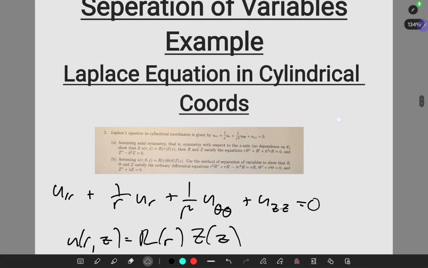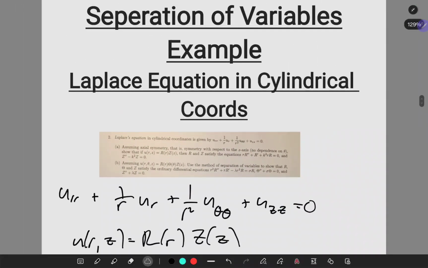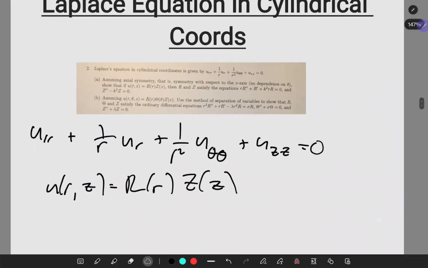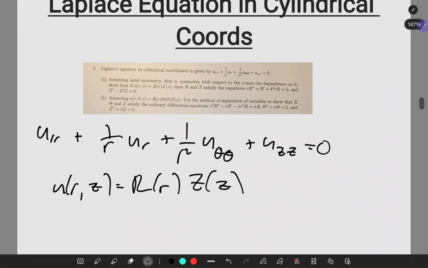Alright, in this video we're going to look at another example of separation of variables, this time looking at the Laplace equation in cylindrical coordinates. Part A says, assuming axial symmetry, that is, the symmetry with respect to the z-axis, no dependence on theta, show that if u of r, z is equal to R of r times Z of z, then R and Z satisfy the equations, that and that. So it gives us the answers.